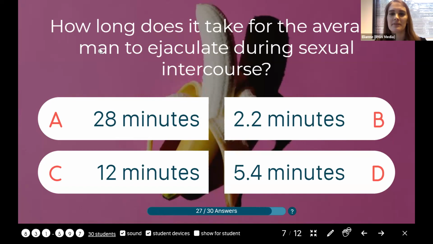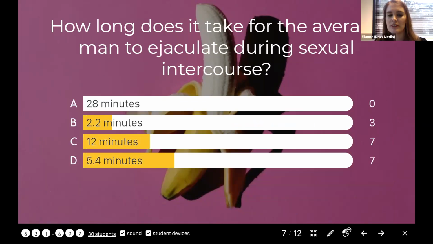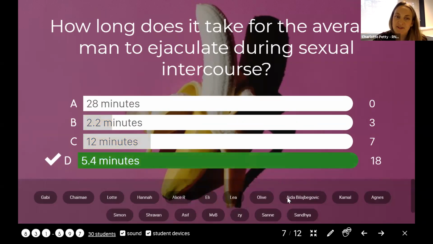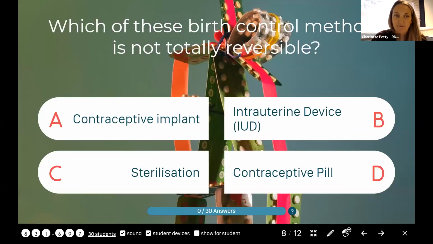Right. Move on, two more people to answer. Yeah, I think we can move on. So the correct answer is D, 5.4 minutes is the average amount of time taken. So next question, which of these birth control methods is not totally reversible? A, the contraceptive implant, B, the IUD, C, sterilization, or D, the contraceptive pill?